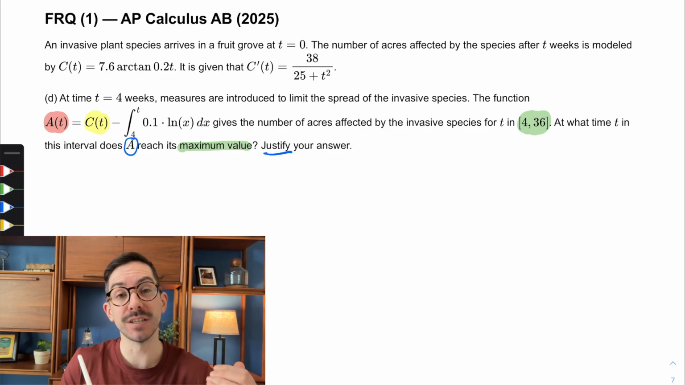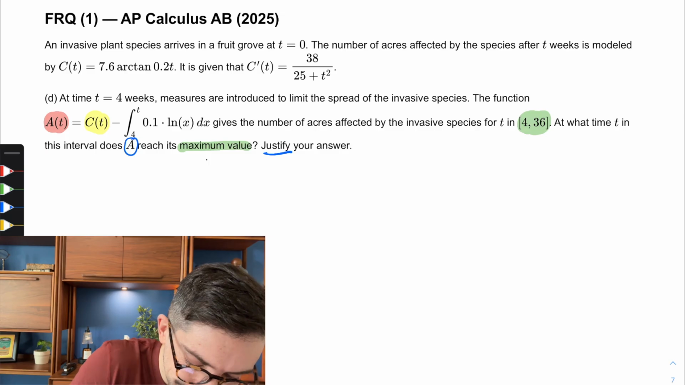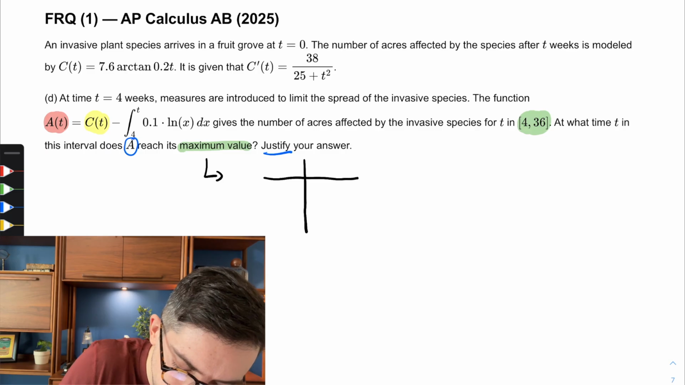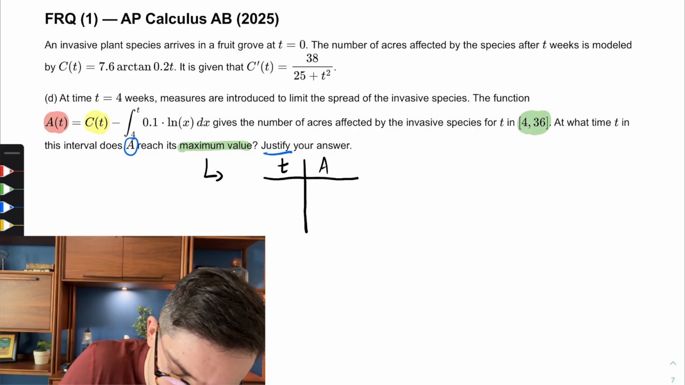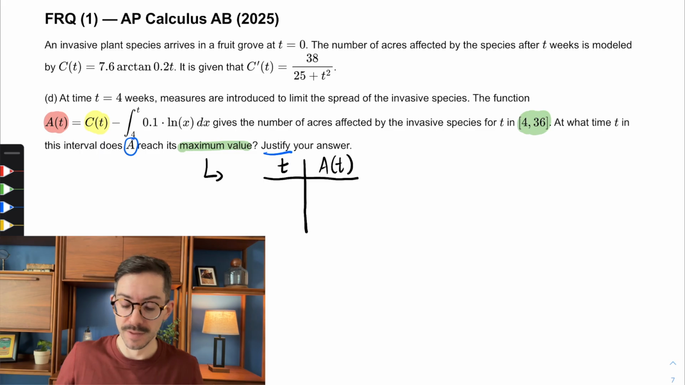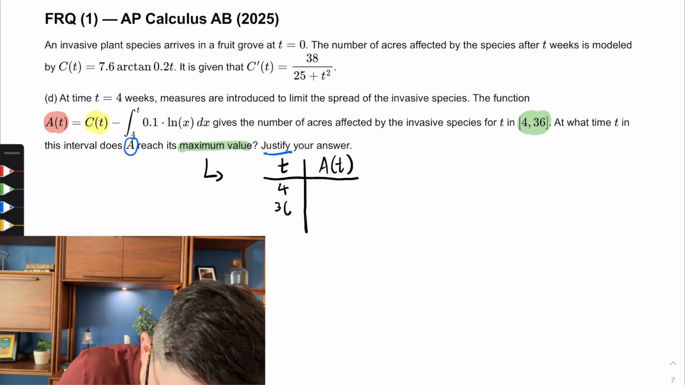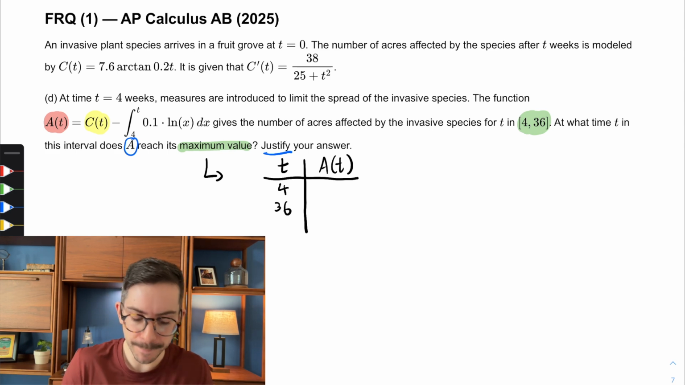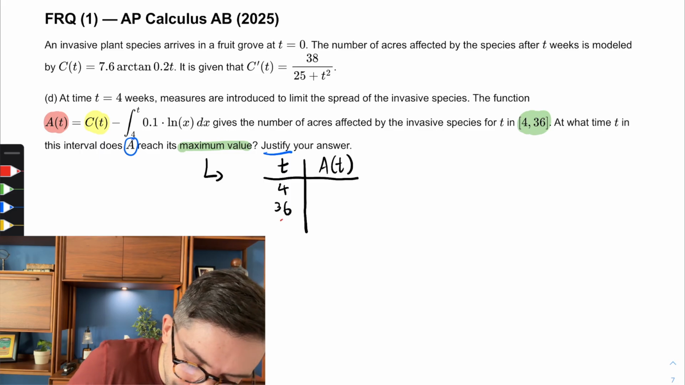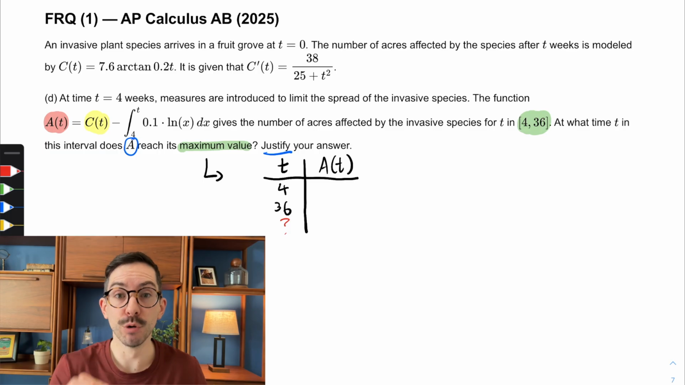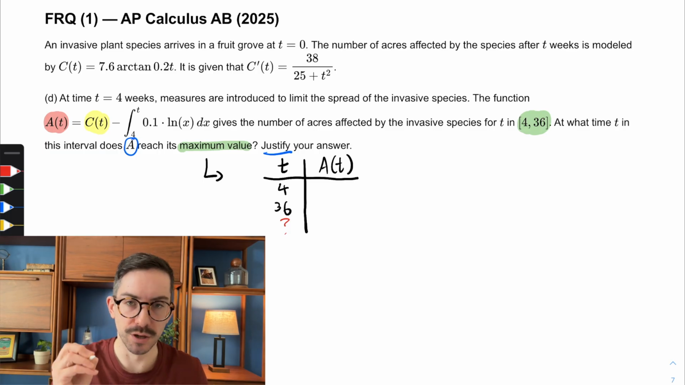So the best way to justify in this sort of situation, I think, is to use a table of values. So I'm going to have t and over here A of t. For the candidates test, the closed interval method, I always need to check the endpoints. So when t is 4 and t is 36, one of those might be giving the maximum value of A. But I also need to find potentially some other t values to check. And those are coming from the critical points of A.